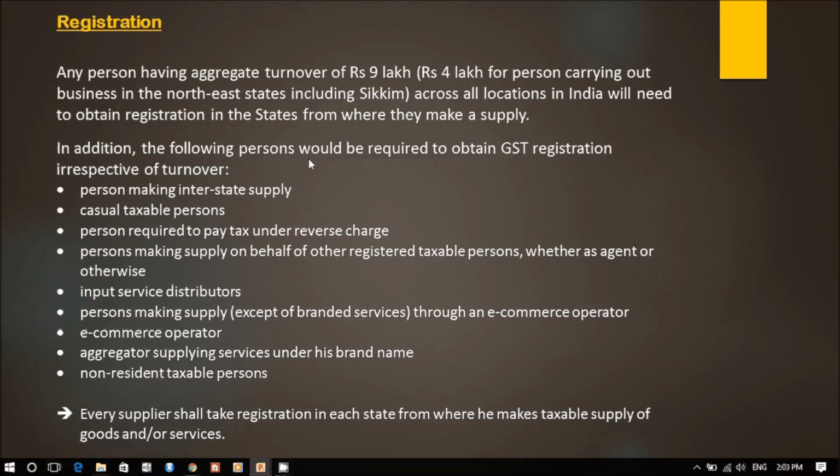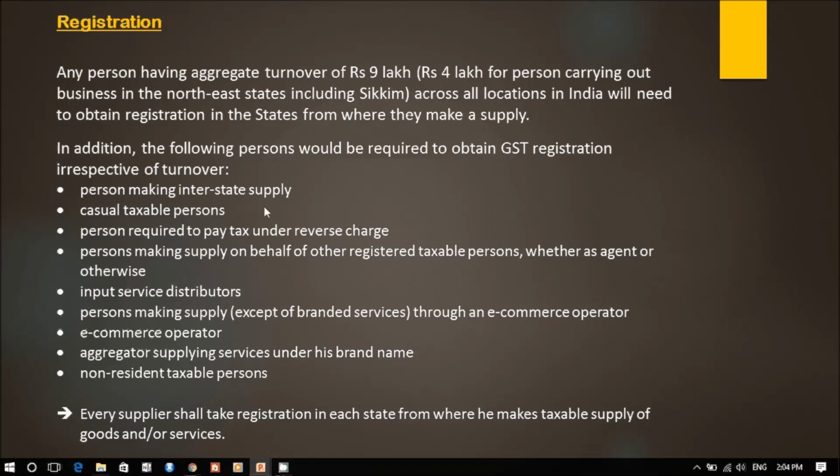In addition, the following persons would be required to obtain GST registration irrespective of the turnover. This is the list of persons who have to take the registration whether their turnover is 9 lakh rupees or 4 lakh. It doesn't matter what their turnover is, they have to take the registration. These are the persons making interstate supply, from one state to another state. They have to mandatorily take the registration under the GST.